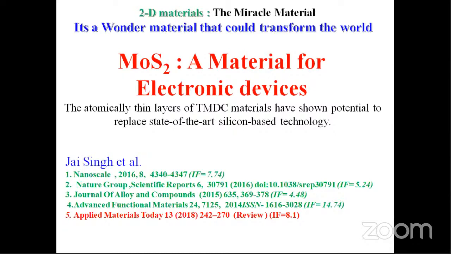In silicon, if you make a device, nearly two nanometers is good, but for MoS2, 0.65 nanometer is enough for devices. This decrease in thickness is good for further devices. One more important thing in MoS2 is that we can tune the band gap, and that is one of the important things.